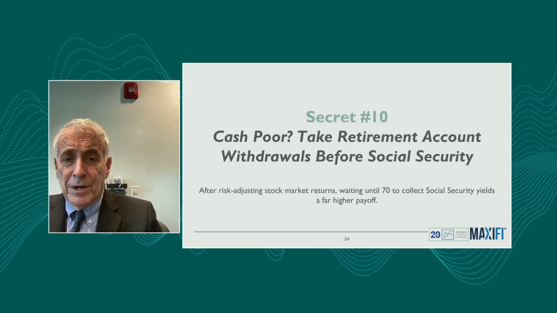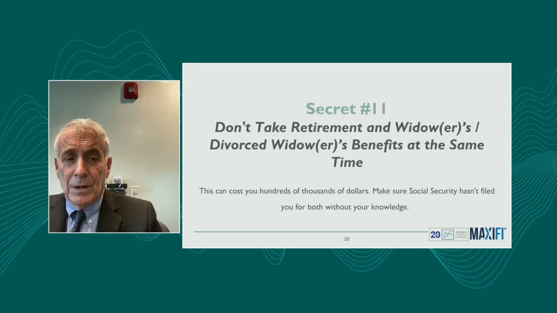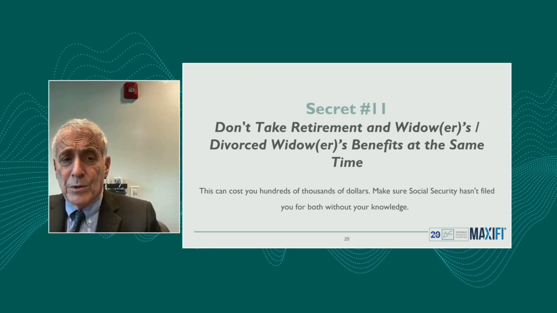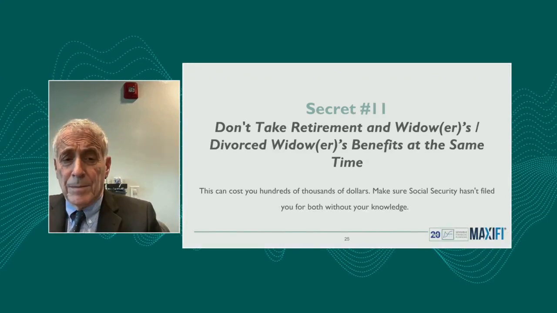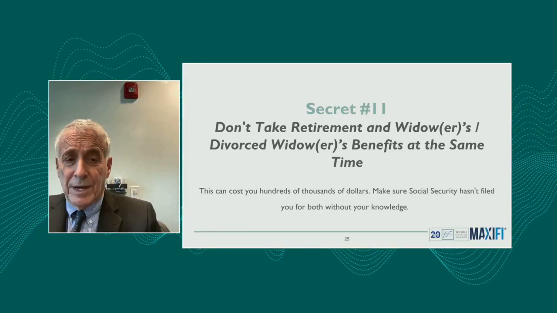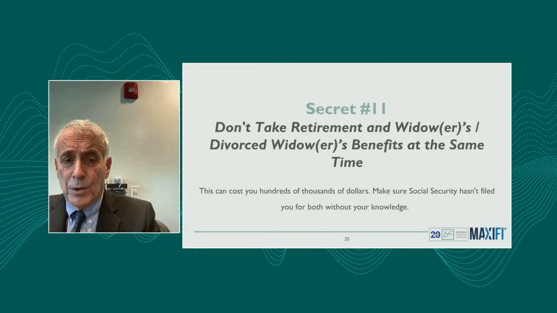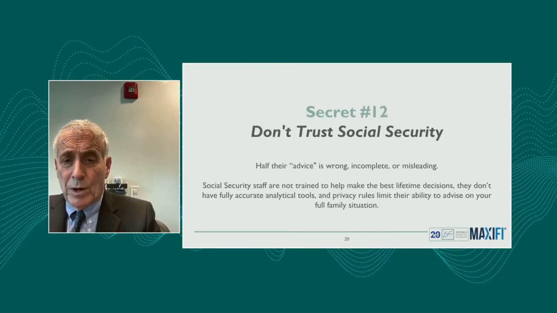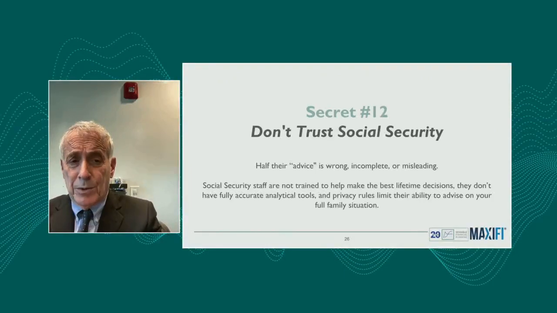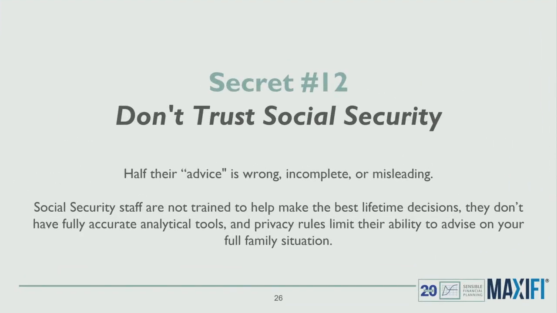Let's go to secret 11 here. We talked about this before. Don't take retirement and widow's benefits at the same time, if you haven't taken one already. Well, we already went through that story. So let me go to secret 12, which is the paramount secret here, which is don't trust Social Security. I have found that half of their advice is wrong, incomplete, or misleading. But the people at Social Security are absolutely sure that they know what they're talking about. They tend to be highly arrogant.